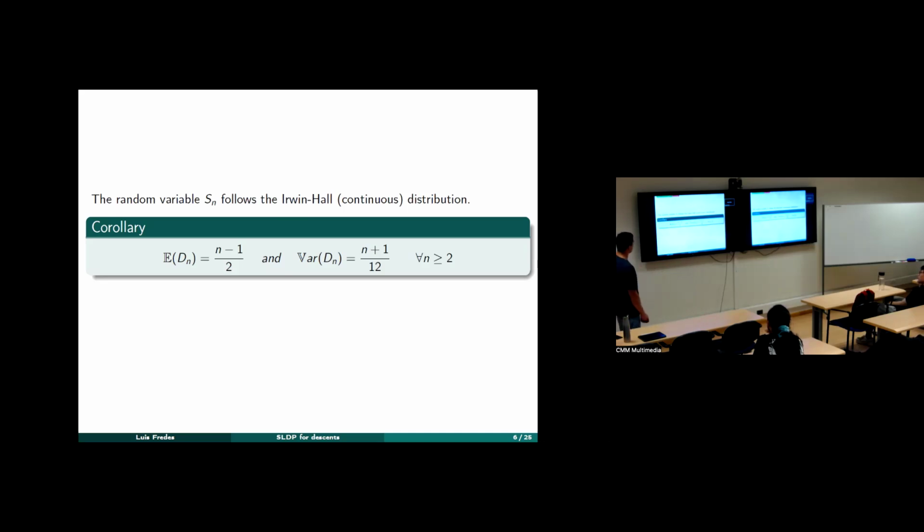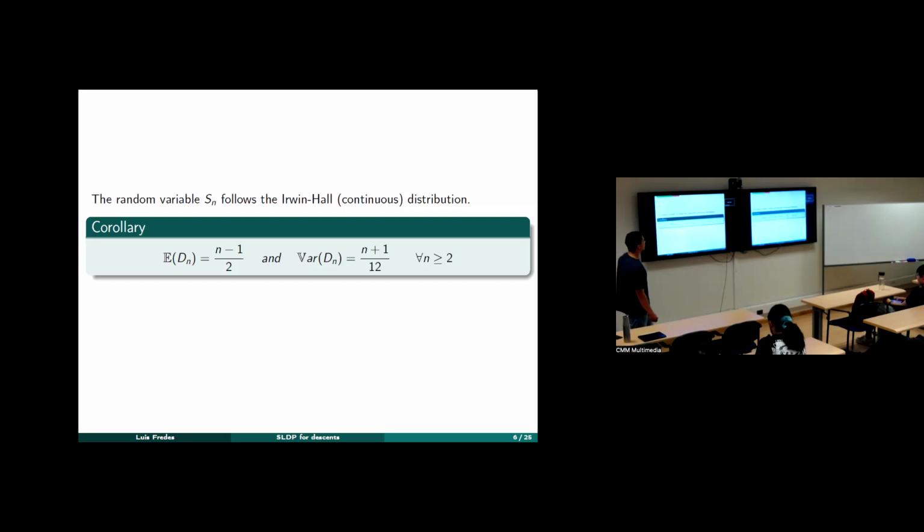Okay. So we know the distribution of Sn, which is this sum of uniform random variables, and this distribution is symmetric. It's completely known. We have the density and everything. So by symmetry, we could directly give the expectation of dn, not the variance. We need some computation there, but it gives us everything that we need to compute the variance. So for the descents, we have expectation and variance.